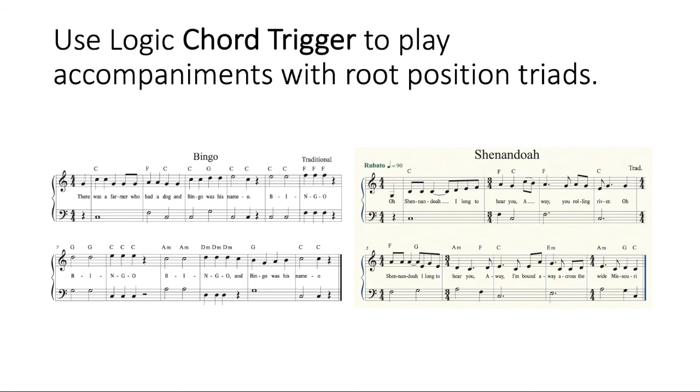We can use Logic's chord trigger to play accompaniments for songs. And in this case, we could use it to play root position triads to accompany the songs. In the music below, if you have a chord trigger set to multi and parallel, and you play those bass notes, you will have the triad sounding. And as you can see, we have two folk songs that could be accompanied in this way.